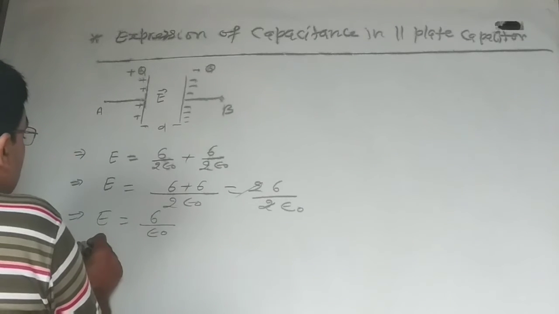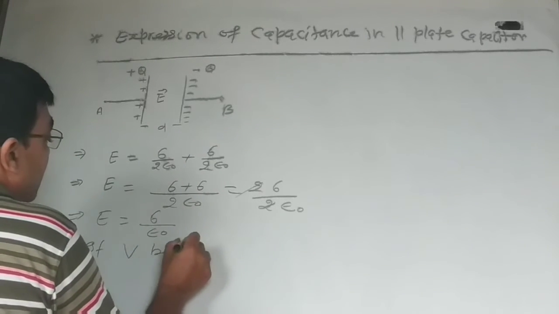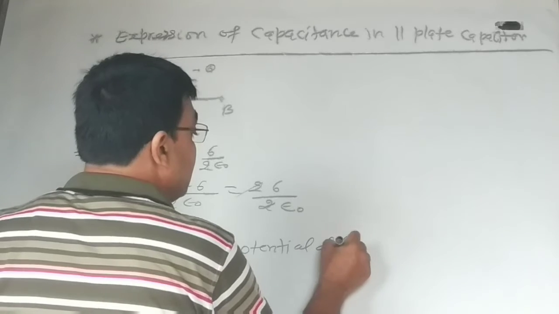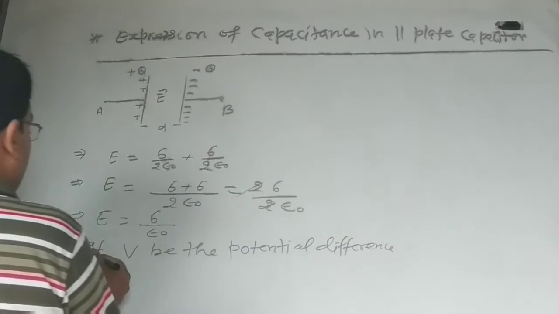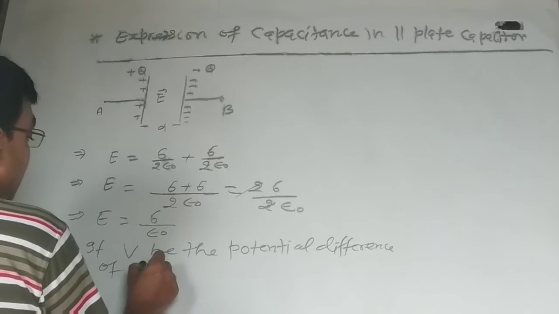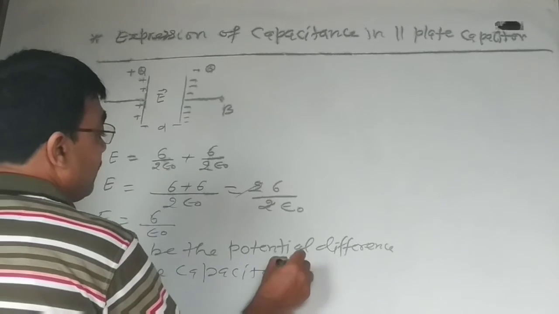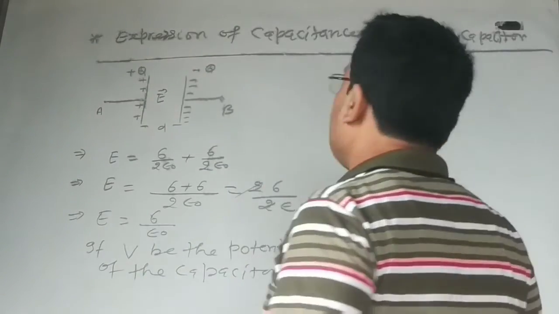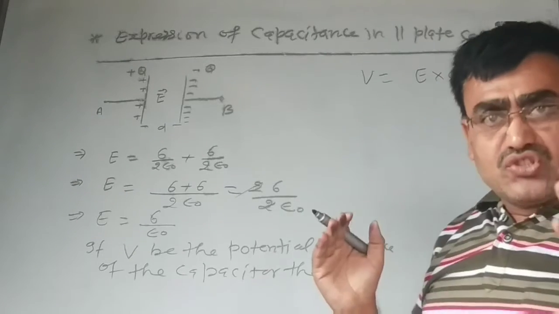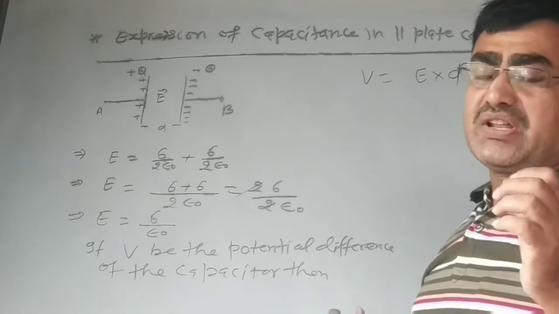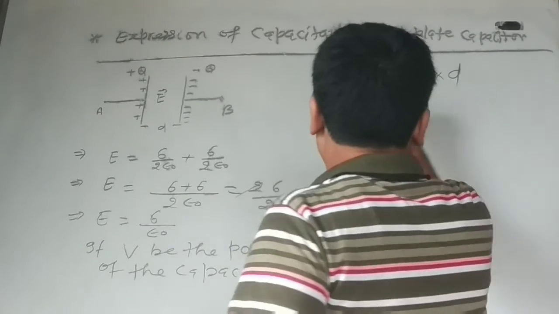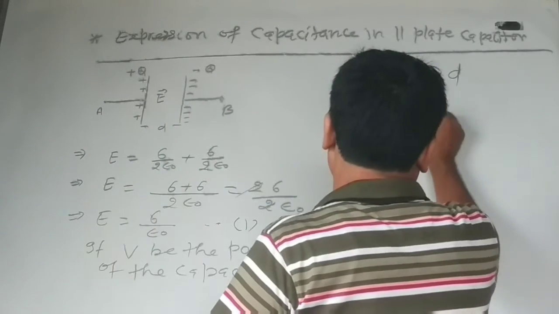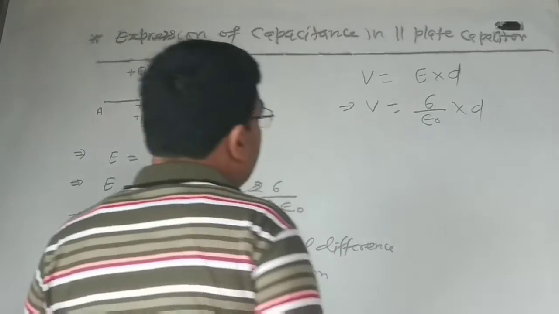If V be the potential difference of the capacitor, then V is equal to E into D. According to the definition of electric field, the potential difference acting per unit length is called electric field. V is equal to ED. That implies V is equal to sigma upon epsilon naught into D. This is equation first.